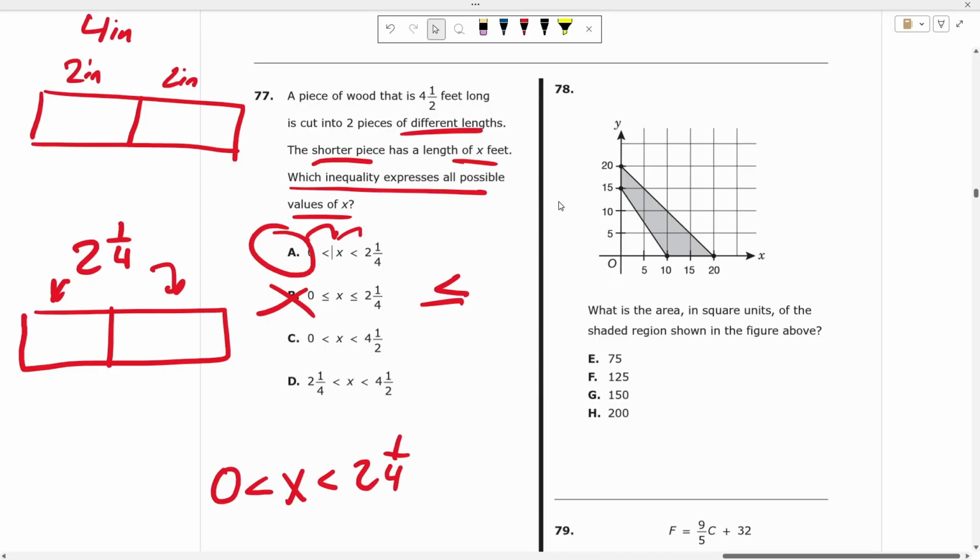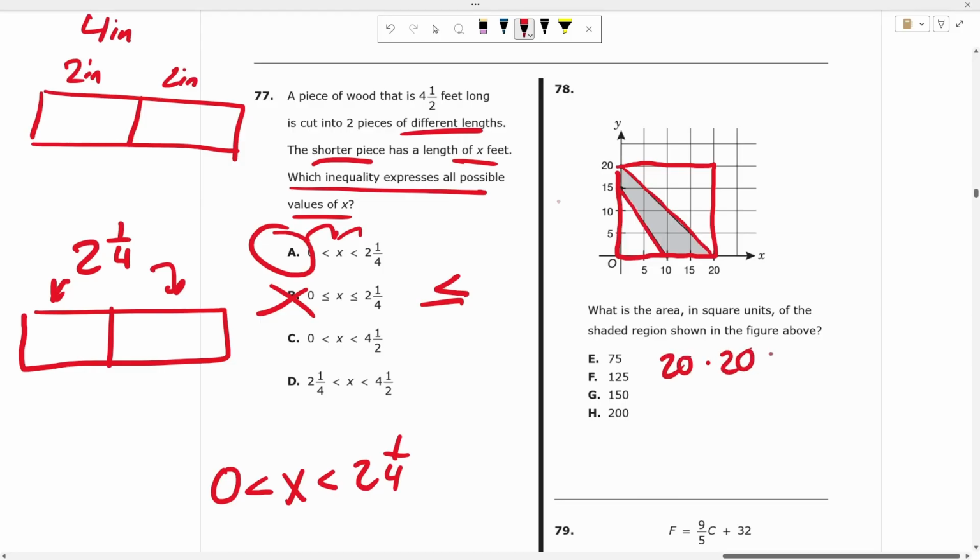78 says, what is the area in square units of the shaded region shown above? In order to do this, we can just look at this as one big square. And from this square, we can carve out the shaded region. So we know that the square is 20 by 20.